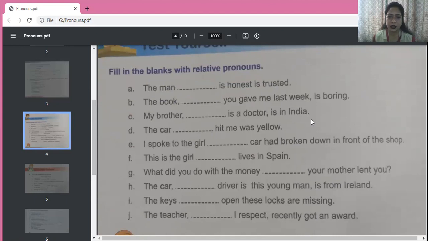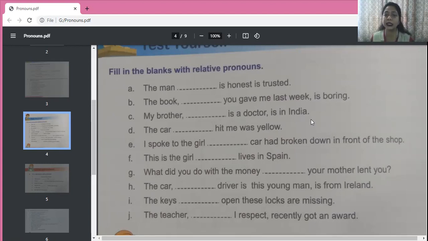Okay. My brother dash is a doctor is in India. My brother who is a doctor is in India. The car dash hit me was yellow. The car which or that hit me was yellow. The car that hit me was yellow.